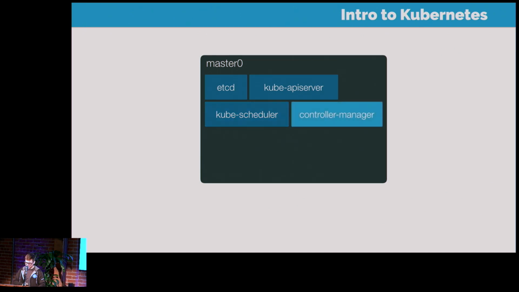Next up, you have the controller manager. These are the core control loops of Kubernetes. These are the things which are running those reconciliation loops. They're always looking at the state and trying to move it to the desired state of the system. And it observes and acts on the cluster through the Kubernetes API.